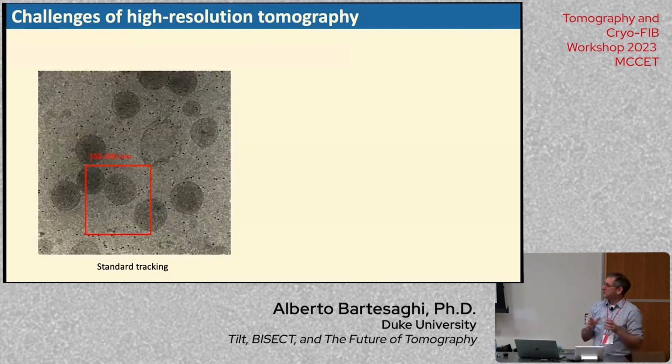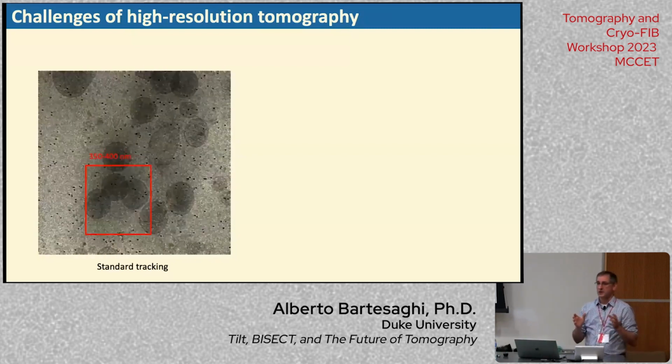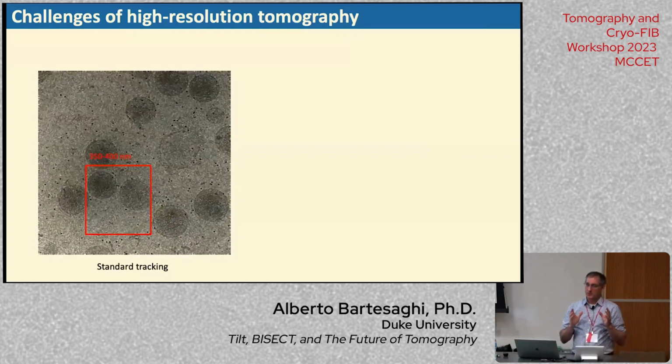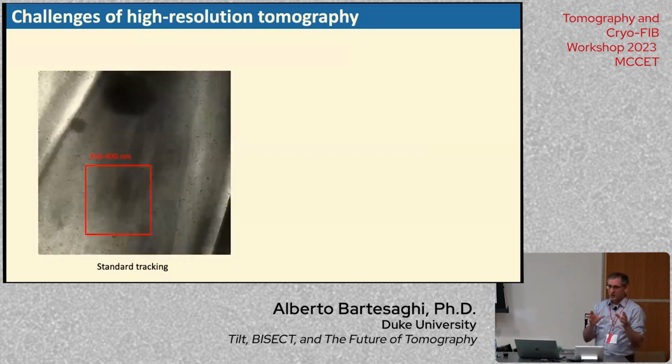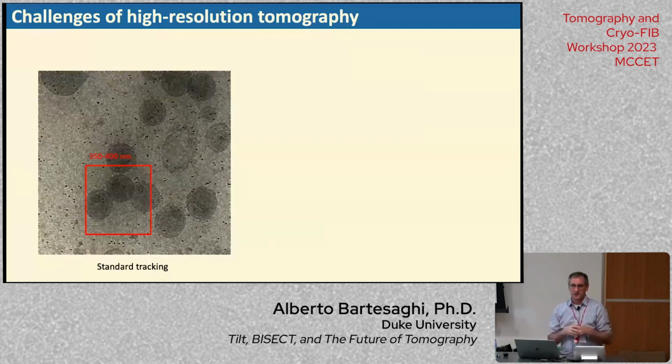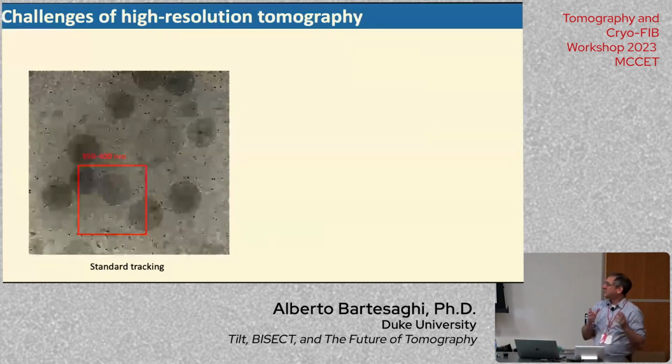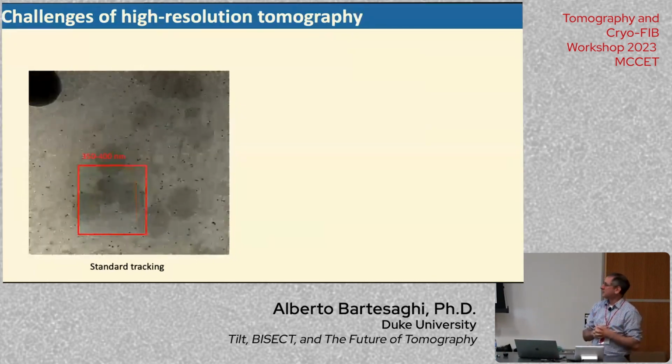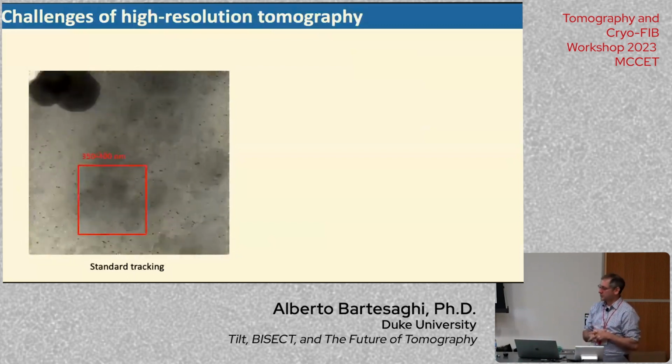Once you go to high resolution, you need to be imaging at very high magnifications, and then tracking becomes very critical, because the moment you lose track of your area of your sample, your whole tilt series essentially becomes useless. So you really need to be careful when you image at high magnification that your tracking needs to be almost perfect.